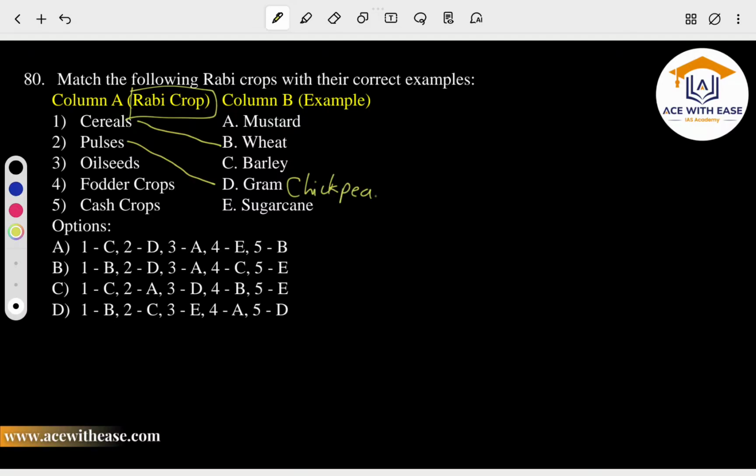It's a common pulse. Then we have the oil seeds, we all know mustard. Then the fodder crop is barley. Then the cash crop is sugarcane. So here we find the second option, or B option, is the correct one.